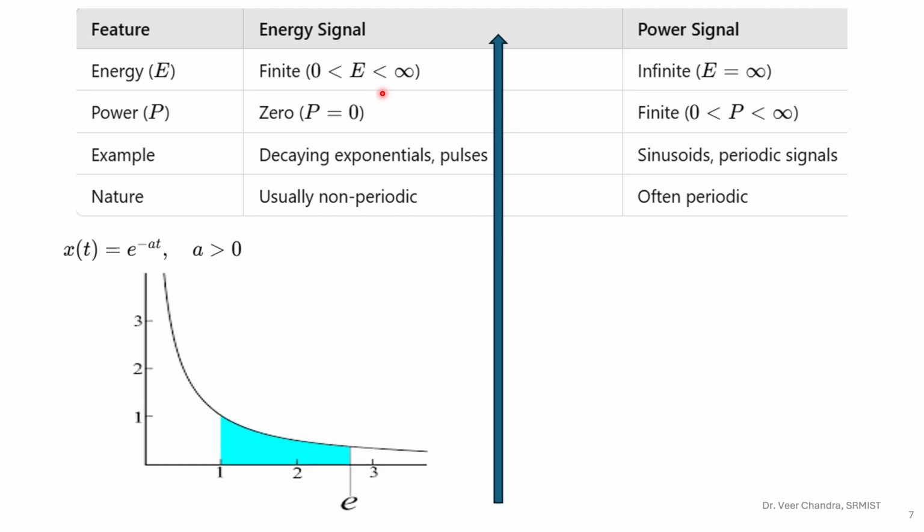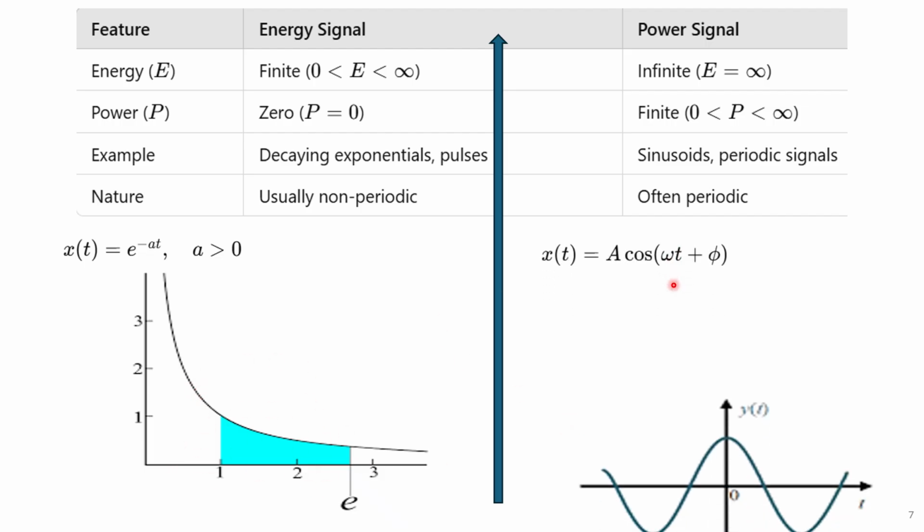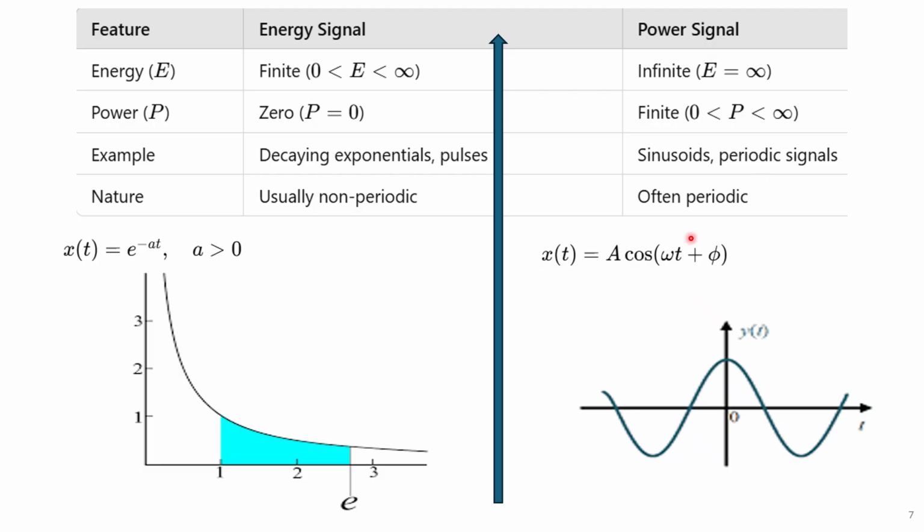And for a power signal, the energy is infinite and the power is finite, right? An example of an energy signal is the decaying exponential function. You can calculate this. It will give a finite value of energy, and the power is 0 because the time period is not there, right? And similarly, the sinusoidal or cosinusoidal signals are all examples of power signals.